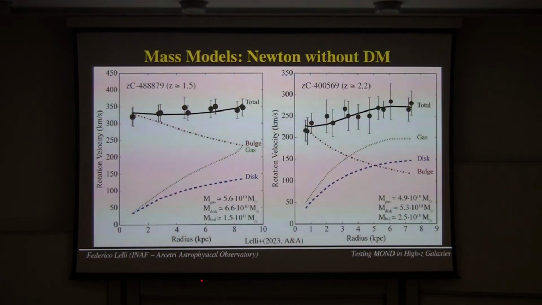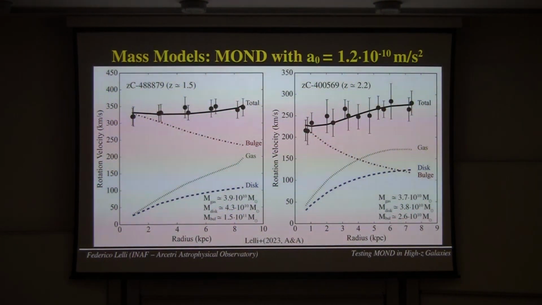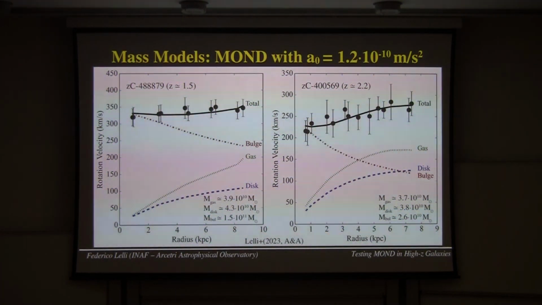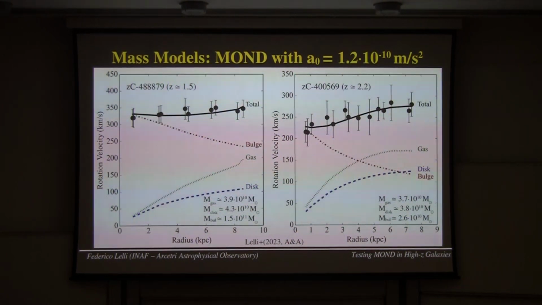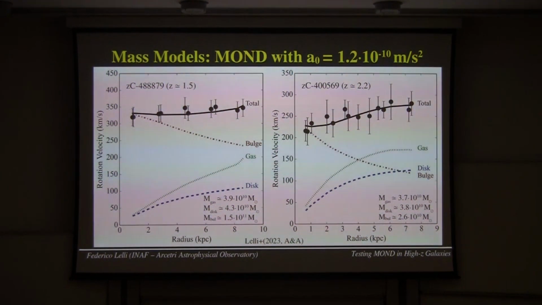But actually, if we make a MOND fit keeping A0 at the same value that we observe at redshift 0, you can appreciate that there is a mild MOND effect. Let me go back and forth. So you see the bulge stays almost the same, because to explain this point we need the bulge in the Newtonian regime. But then the gas and disk masses decrease a little bit, less than 50%, so we cannot really distinguish between the two scenarios, but it's an indication that we are getting close to the interesting regime.